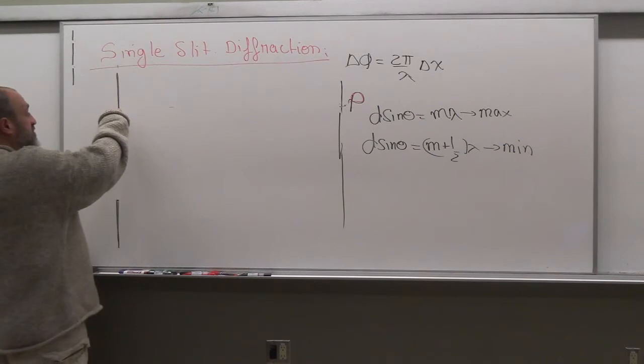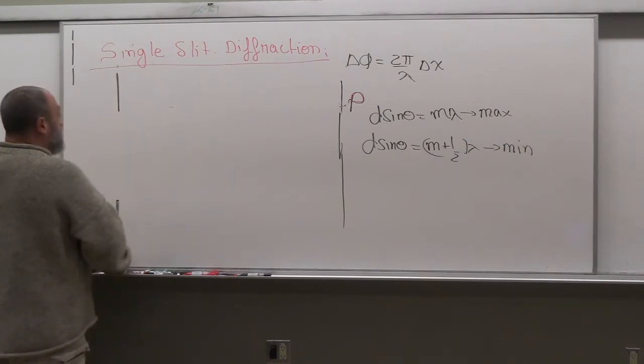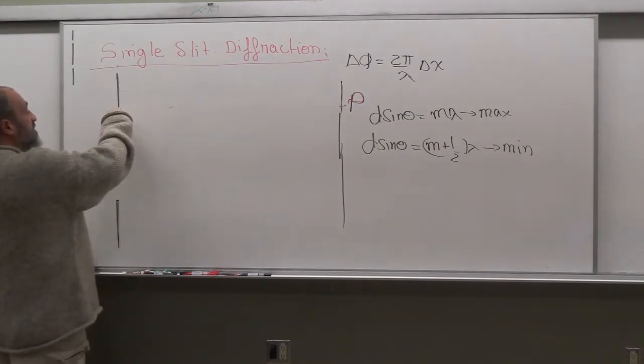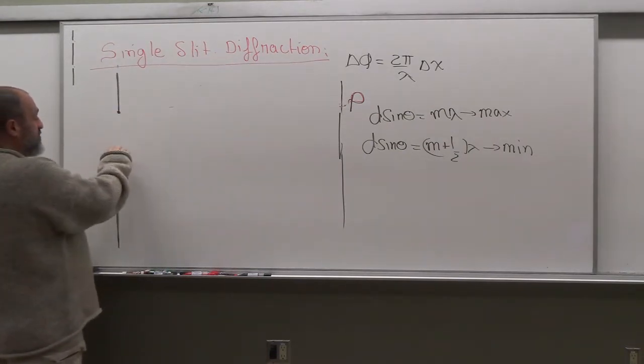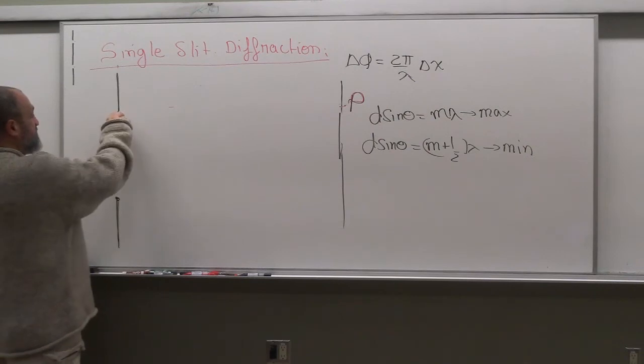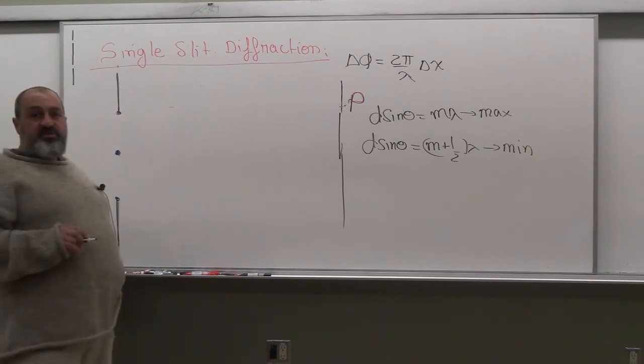So what I'm going to do in the first breakup is break up the slit into 2. I'm going to consider contributions from these 3 points. This is the first breakup of the slit, and that will result in what we call first order diffraction.